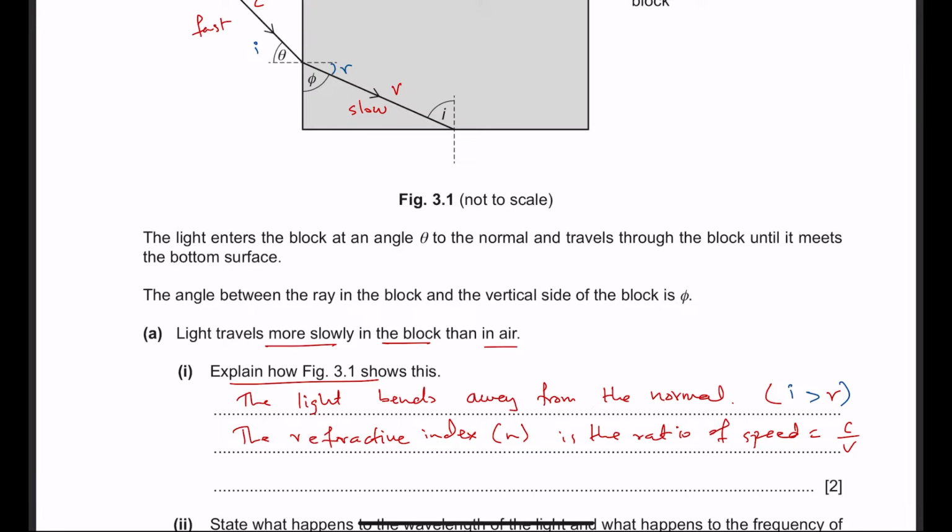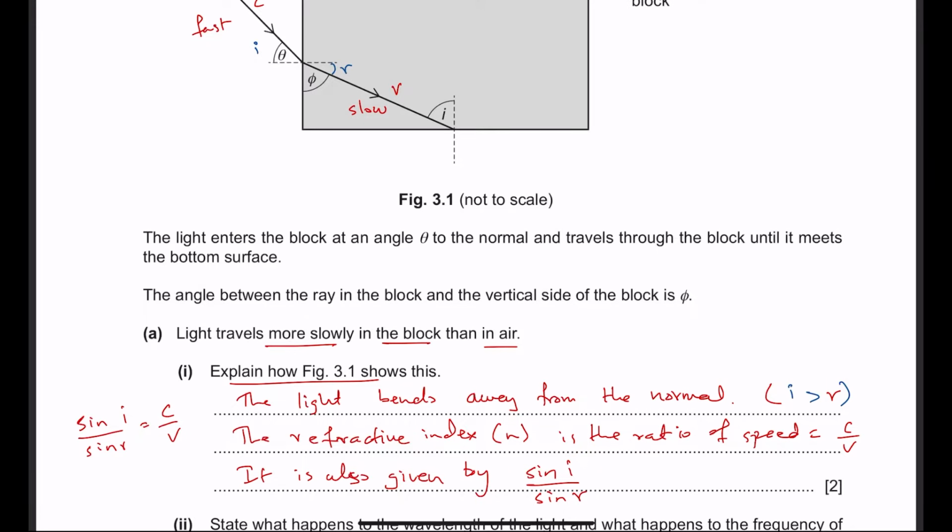Now this refractive index is also given by the formula sine i upon sine r. Now think about this. If sine i upon sine r is also equal to the refractive index, which also has the formula c upon v, then these two fractions are equal to each other. Now c is the speed in air and v is the speed in your medium.